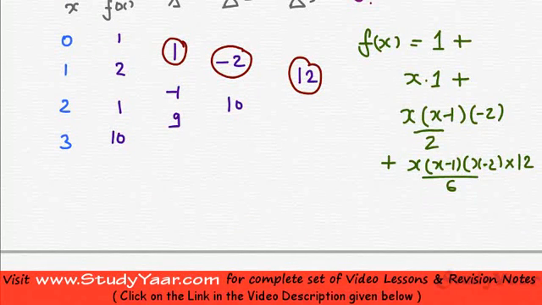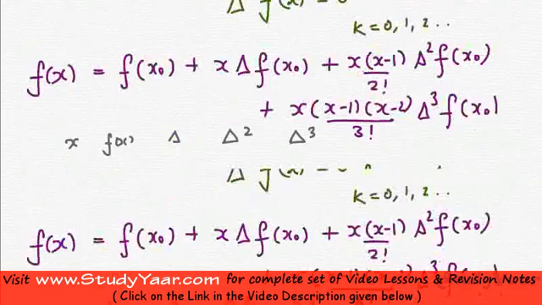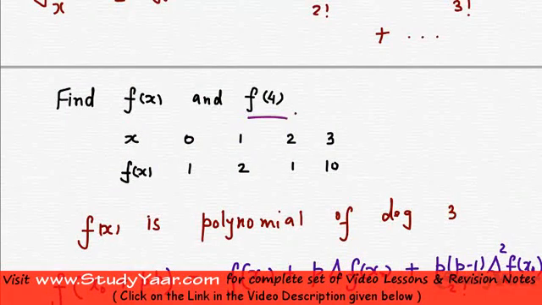You can just simplify it, and the final answer is going to be f of x is equal to 2x cube minus 7x square plus 6x plus 1. You can just simplify all these and you are going to get the final answer as this. Now in the question it is also asked that you find out the f of 4. One way to do it is just plug in x equal to 4 in the expression for f x that you have got. Another way would be to use your backward interpolation formula.